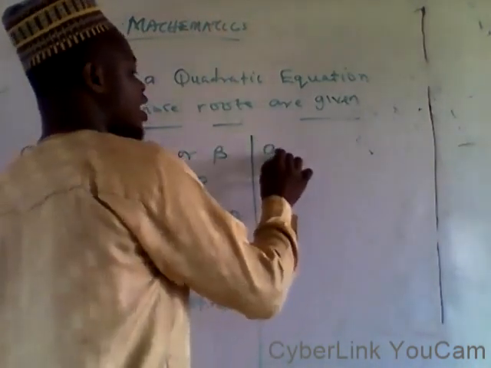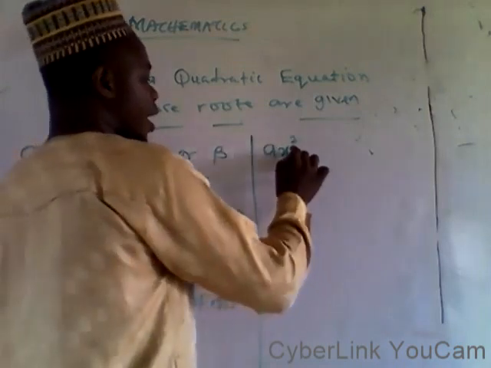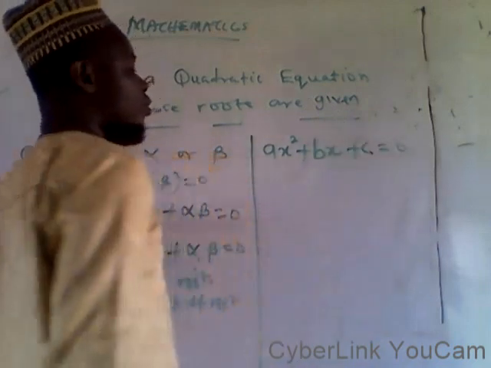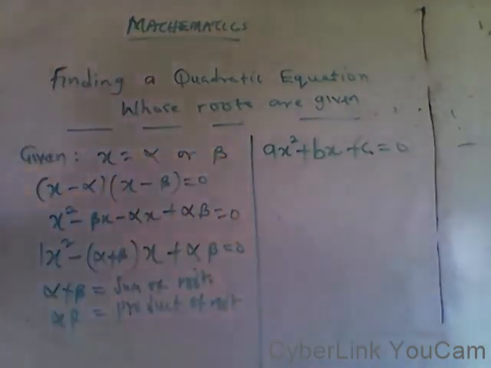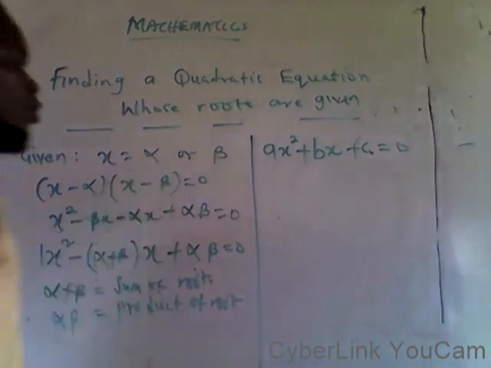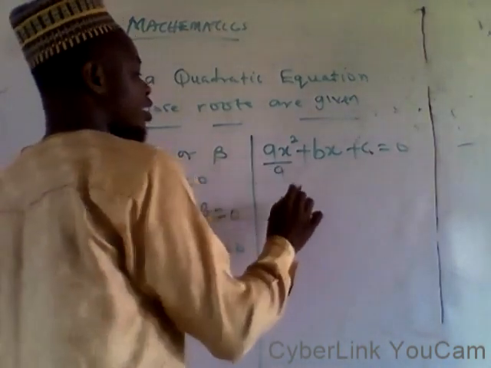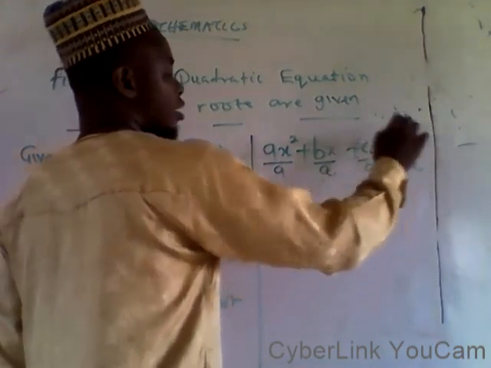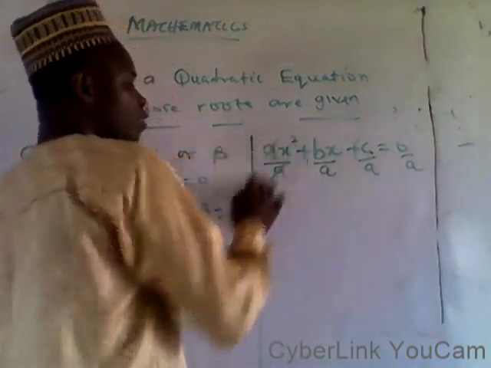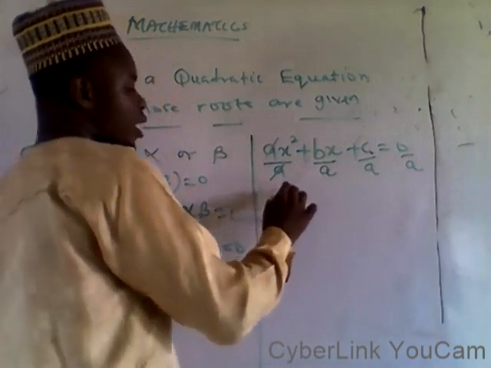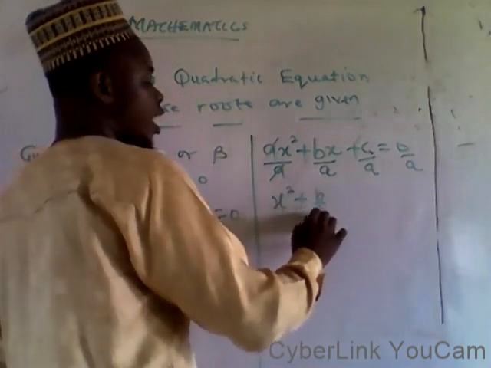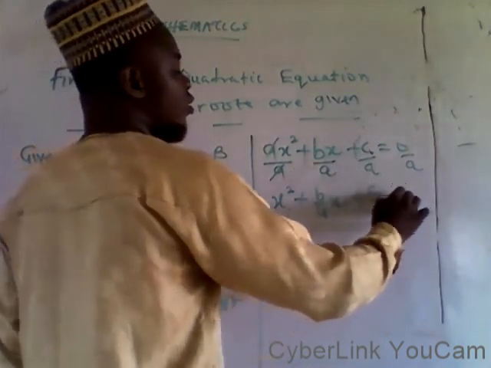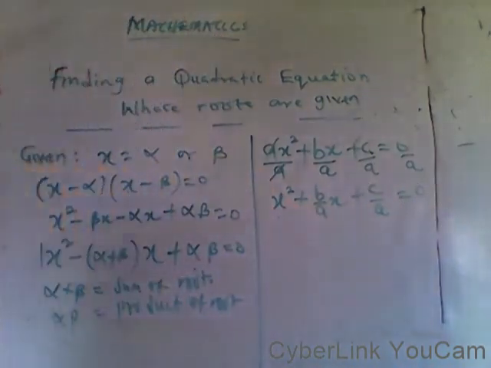You have it as ax squared plus bx plus c equals 0. You can write this equation like this, divided through by a. What are you going to have? We cancel this, so you have x squared plus b over a x, then plus c over a equals 0. Do you get that?